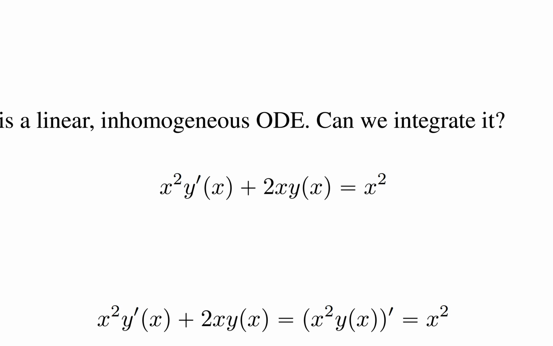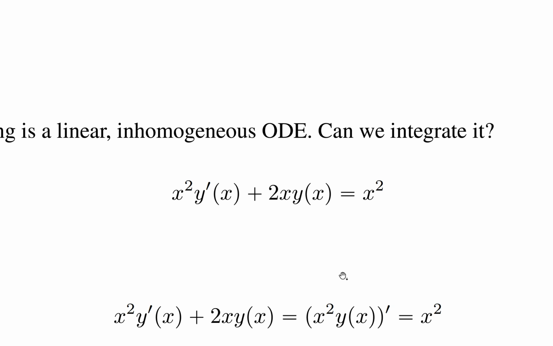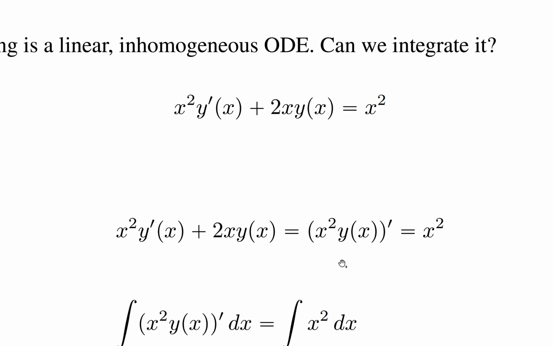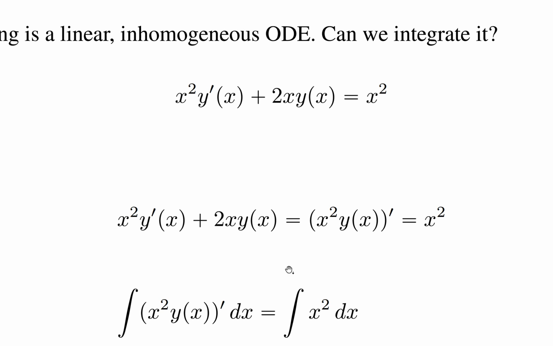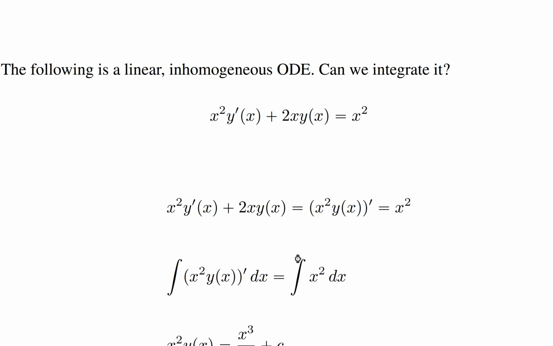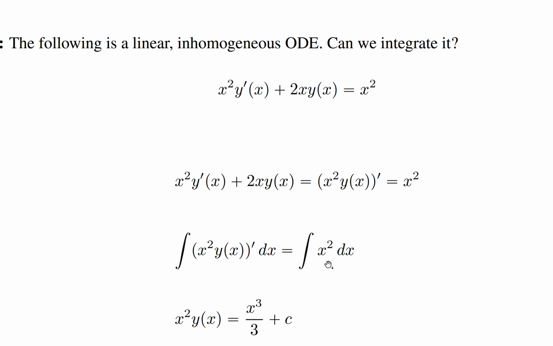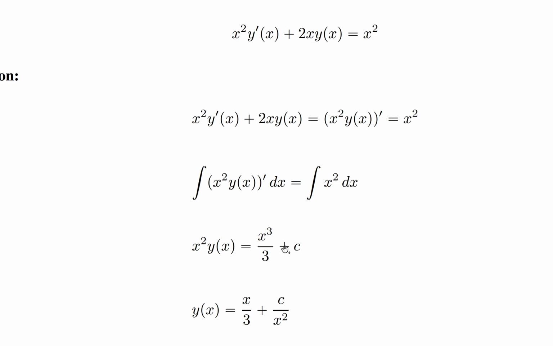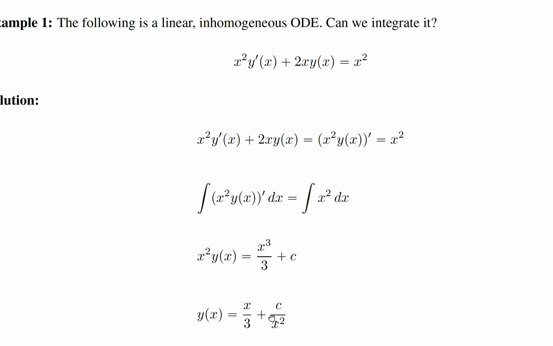So in this case, we can actually apply the same integration method that we did for the previous example, whereby we find the antiderivative of this term, which happens to be x squared times y, whereas the antiderivative of x squared is x cubed over 3 plus some constant c. Do not forget the constant c. And finally, we can deduce that y of x is x over 3 plus c over x squared.